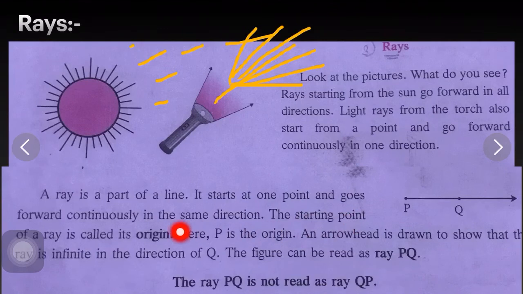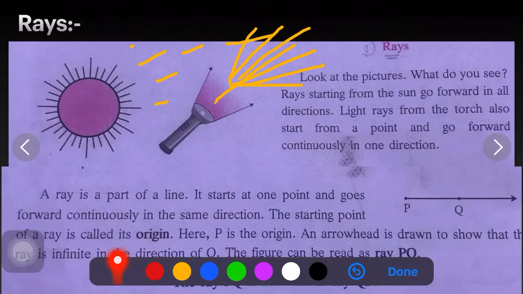The starting point of a ray is called its origin. As you can see in the diagram, P is the starting point, called the origin. An arrowhead is drawn to show that the ray is infinite in the direction of Q. As you can see, the line is extending in the direction of Q and it is indicated with the arrow. That means it is infinite. The figure can be read as ray PQ. You have to always read a ray starting with the origin, that means PQ. You cannot read it as ray QP, the opposite. You have to read it by saying ray PQ.